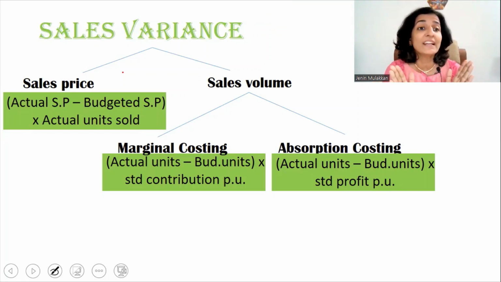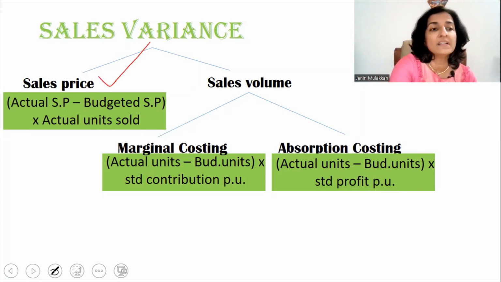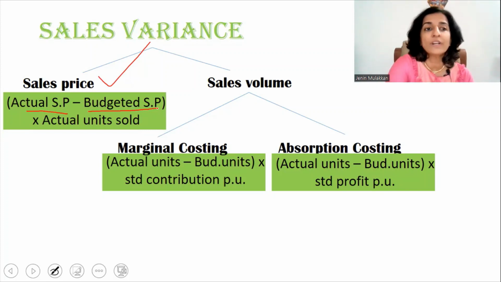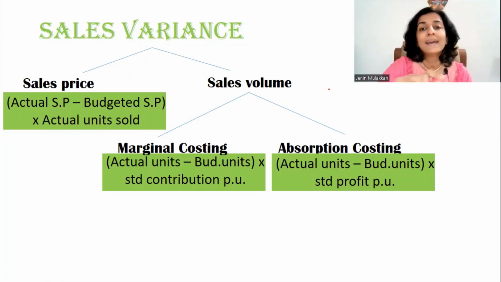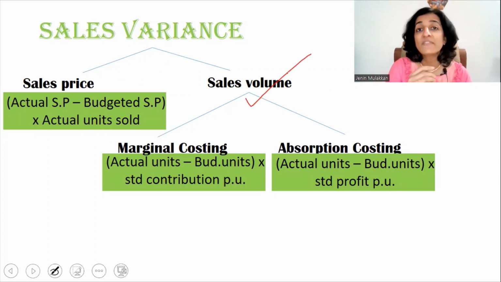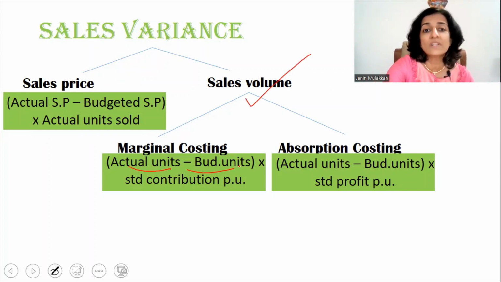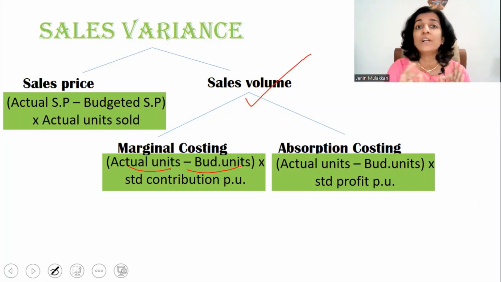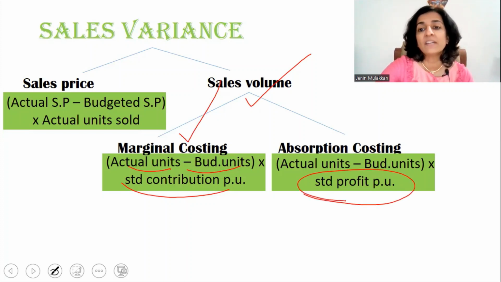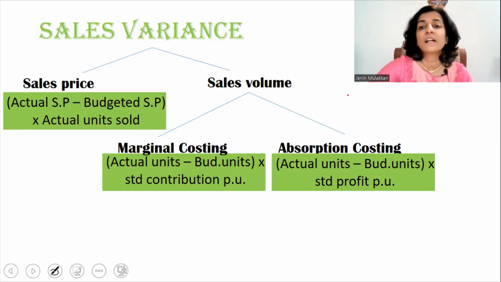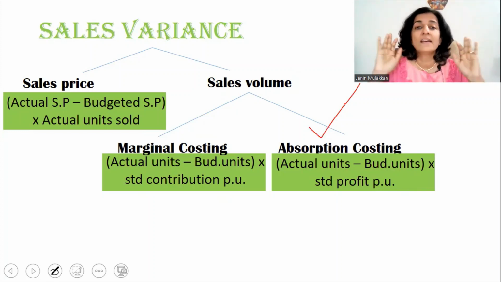So what were the variances that we had learned? There was a sales price variance wherein we compare the actual selling price with the budgeted selling price for the actual units sold. And then we studied the sales volume variance wherein we compare the actual units with the budgeted units. That is, whether we were able to achieve more or less than the budgets. And we multiply it with the standard contribution per unit if we were following the marginal costing system, or we multiply it with the standard profit per unit if the company adopts the absorption costing method. This was what we studied under the basic sales variances.